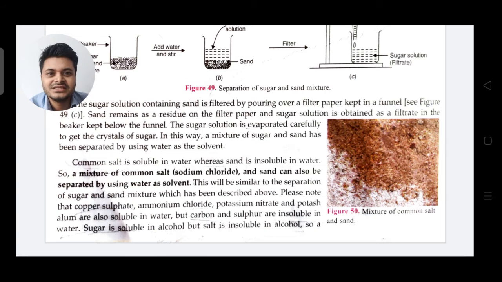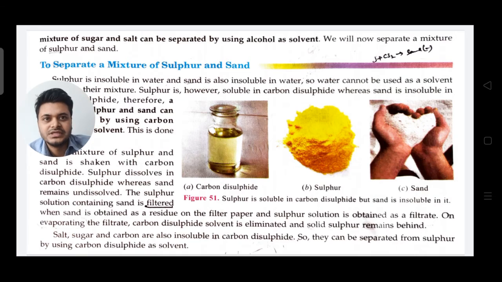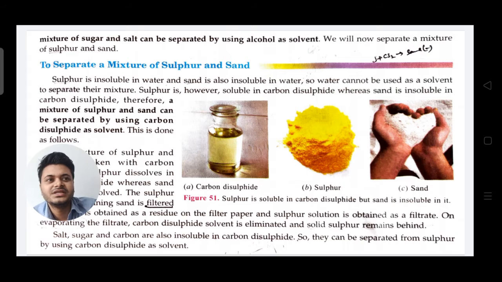Sugar is soluble in alcohol, but salt is insoluble in alcohol. You should remember that sugar is soluble in alcohol, but sand is insoluble in alcohol. You can see on the right hand side a mixture of common salt and sand is given. A mixture of sugar and salt can be separated by using alcohol as solvent. Now we'll see the next experiment.